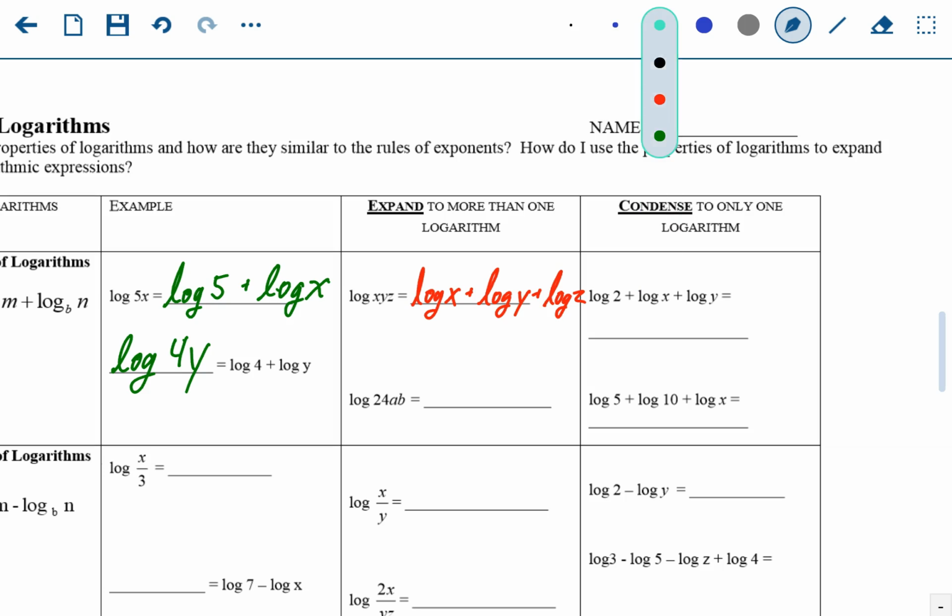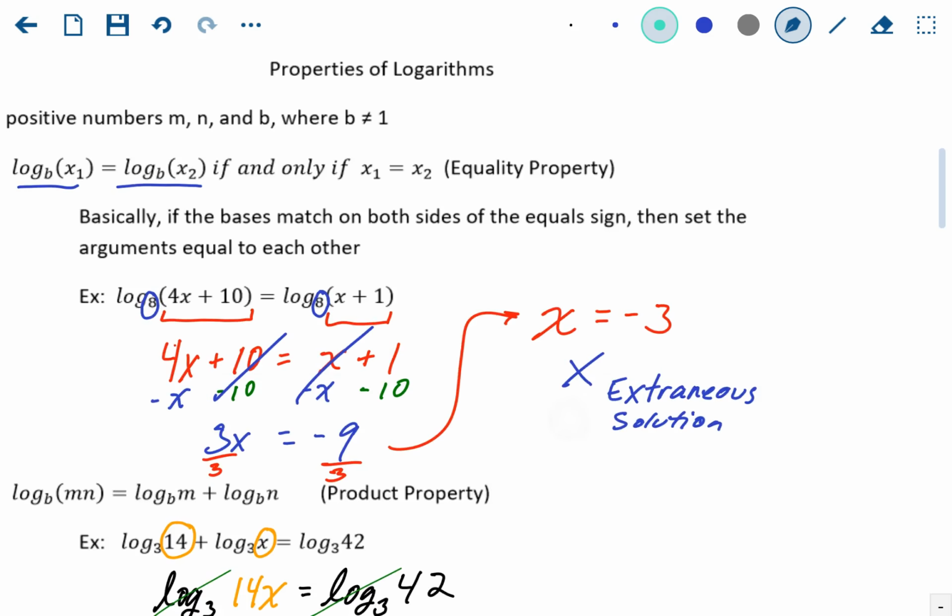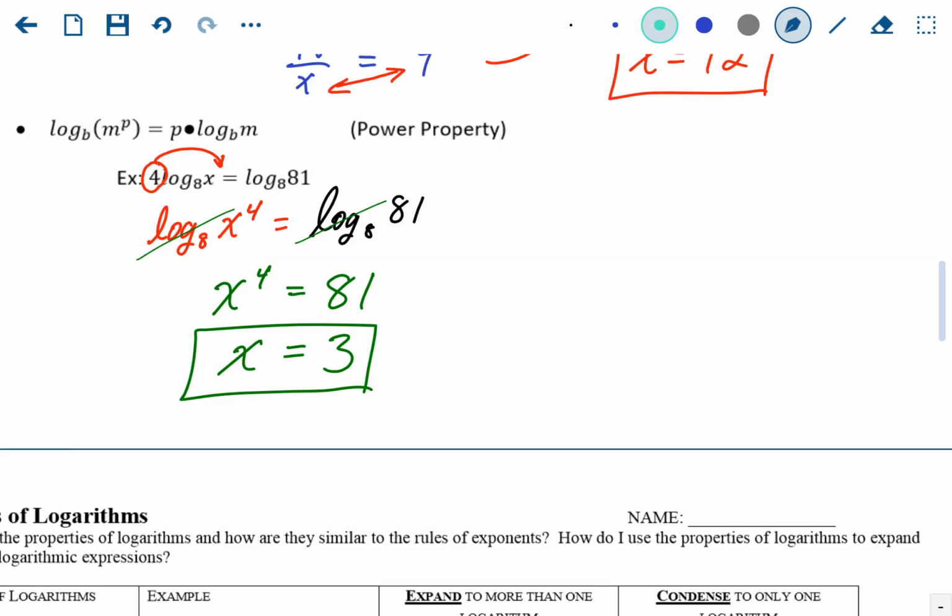And same thing for the next one, log of 24ab. Each piece of this is going to get its own log. So the number gets its own log, the a gets its own log, the b gets its own log. So this will be log of 24 plus log of a plus log of b. Oops, it's yesterday.